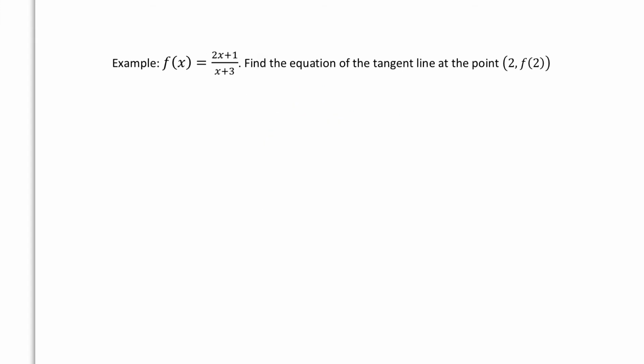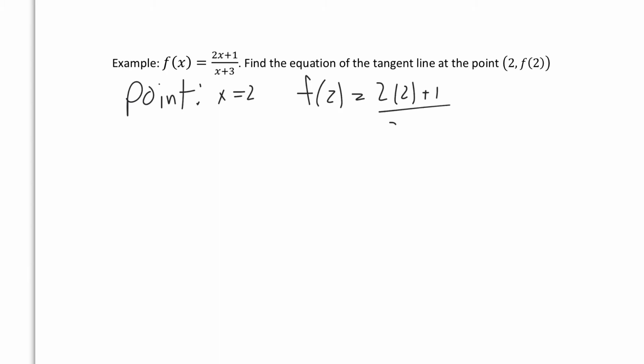Now, just to finish this off, we could use the derivative to find the equation of the tangent line. Let's find the equation of the tangent line at x equals 2. So we need a point. We have x equal to 2, so f of 2 will be 2 times 2 plus 1 over 2 plus 3. That gives us 5 over 5, which is just 1. So our point is (2, 1).